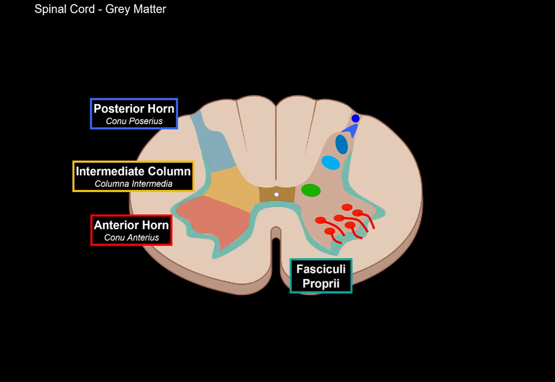Along the outer part of the gray matter, you will find a very thin layer of white matter called fasciculi proprii, which are fibers that connect adjacent parts of the gray matter together, or adjacent segments, because you can also divide the gray matter into segments.